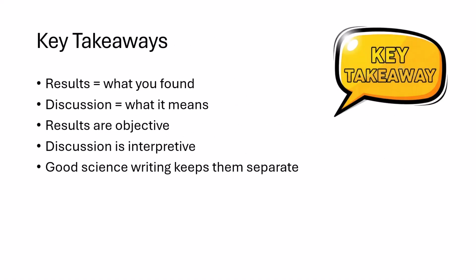The big takeaway here is that how you communicate your results matters just as much as the results themselves. The results section reports the evidence. The discussion section explains and interprets that evidence. Keeping those roles separate makes your writing clearer, more professional, and more scientifically rigorous. And it's exactly how real scientists write.